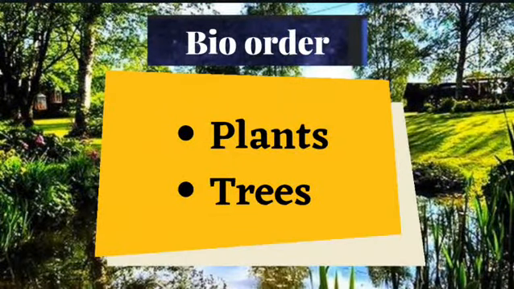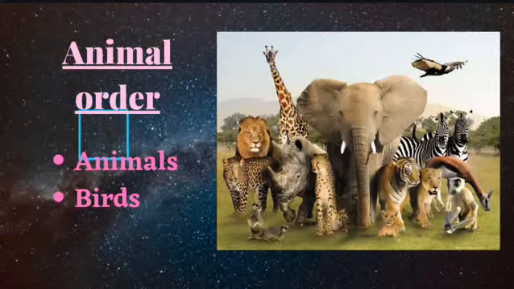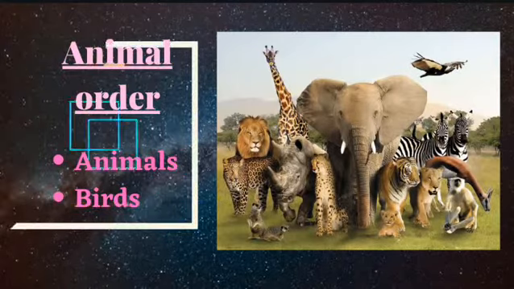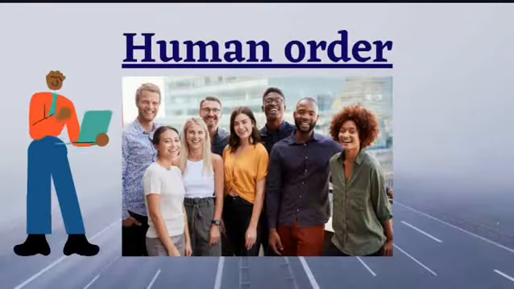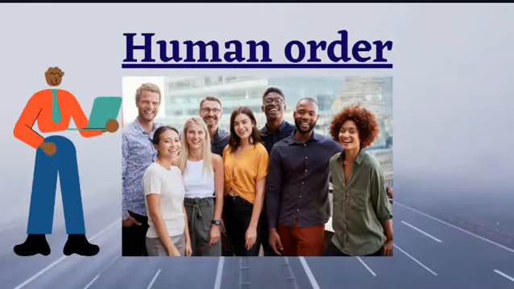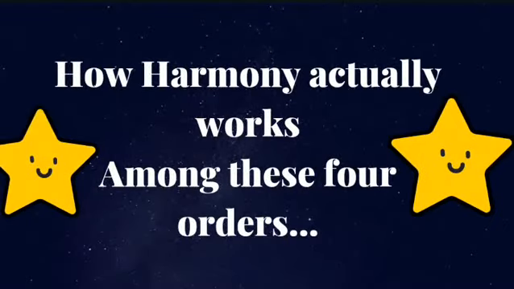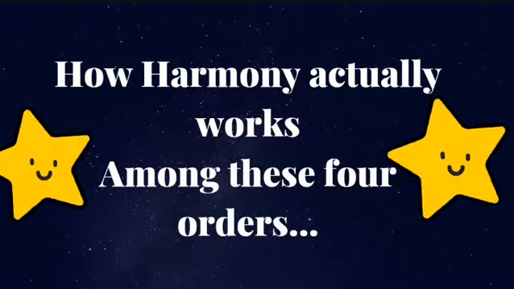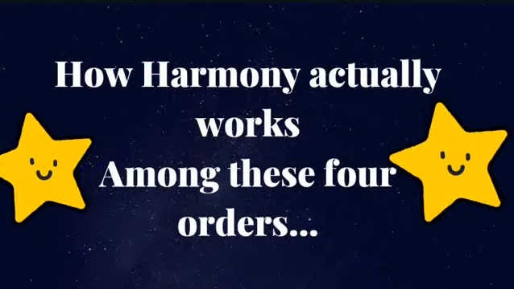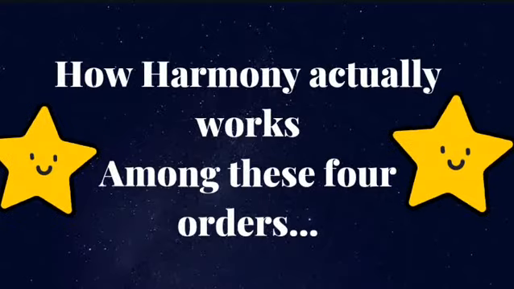Bio order. This includes grass, plants, trees, etc. Animal order. This includes animals and birds. Human order. This includes the human beings. Now let us take a look at how harmony does actually work among these four orders. For this I am presenting a flow diagram.